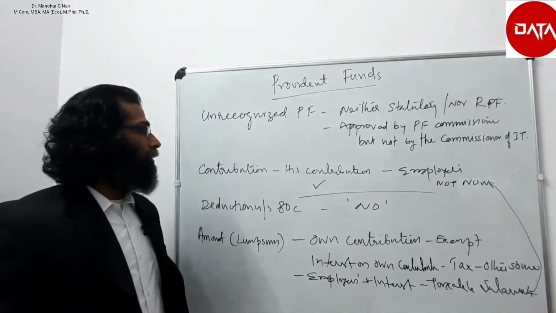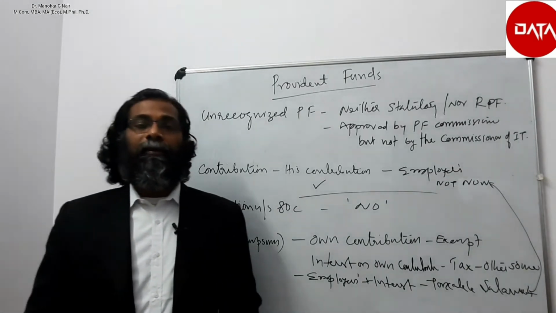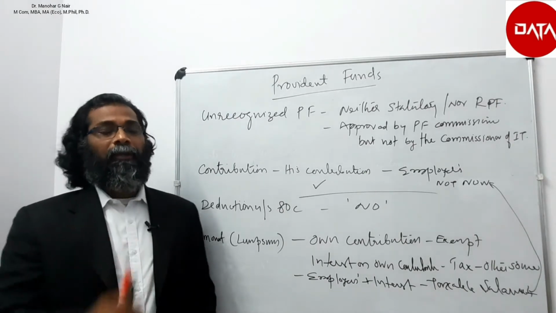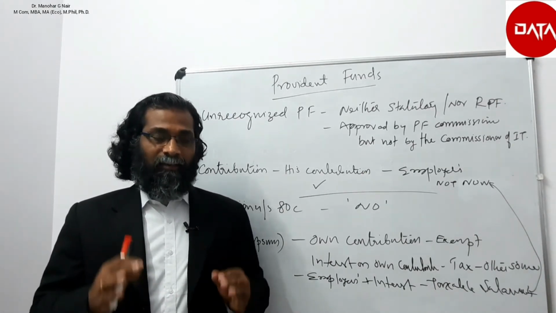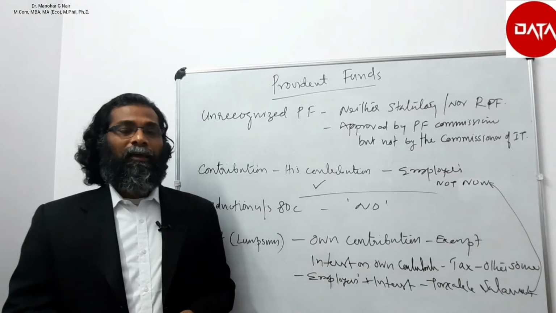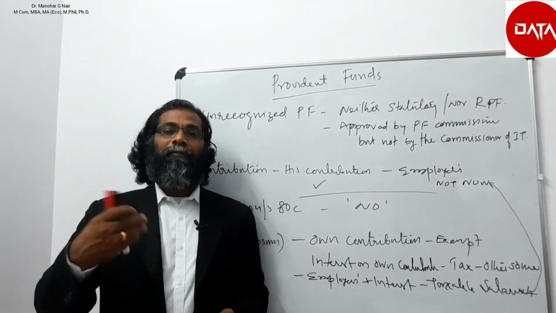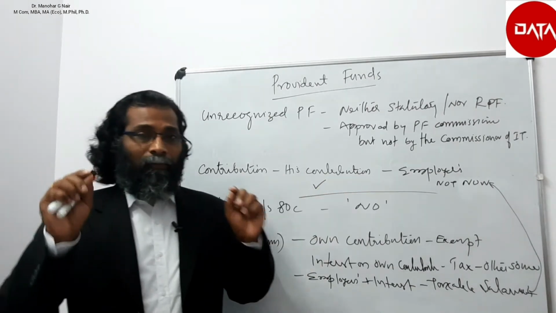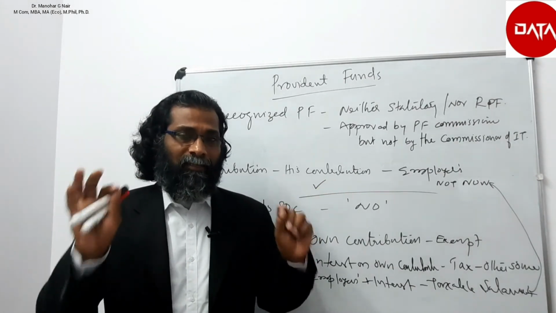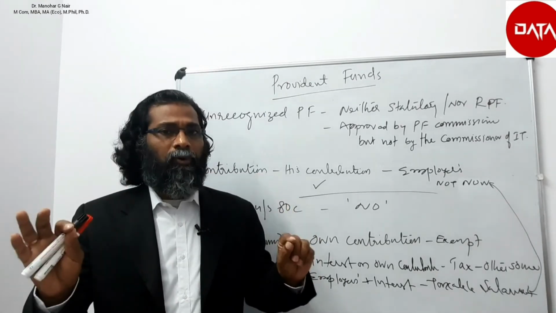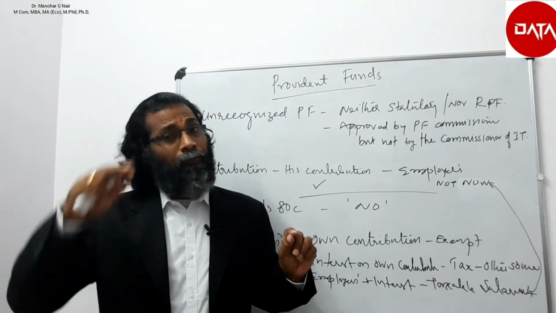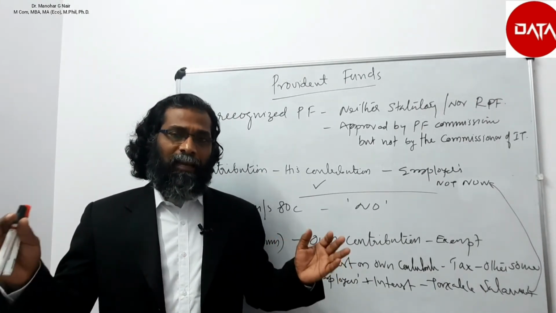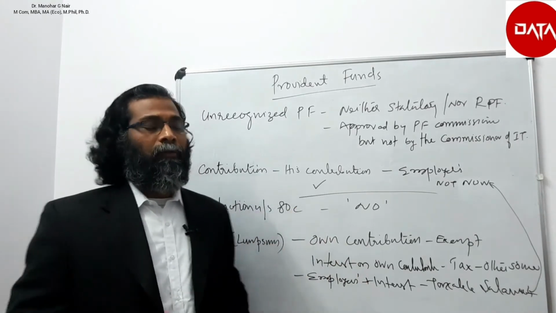For any amount contributed to this Unrecognized Provident Fund, the contribution made by the employee is taxable at the time of the contribution, treating it as payment from the salary. So it is taxable at the time of contribution. But the employer's contribution is not taxable at the time of contribution, but it will be taxed at the time of receipt of the lump sum amount. 80C deduction is not eligible for Unrecognized Provident Fund contribution.